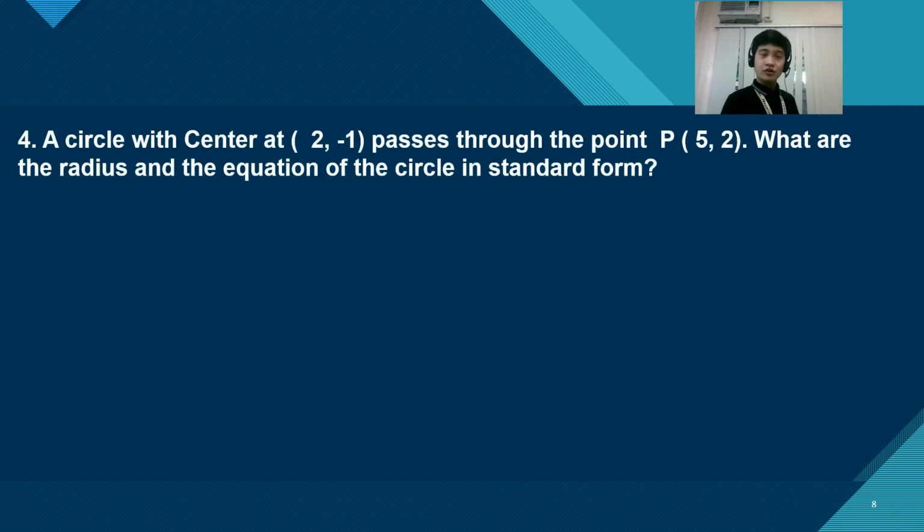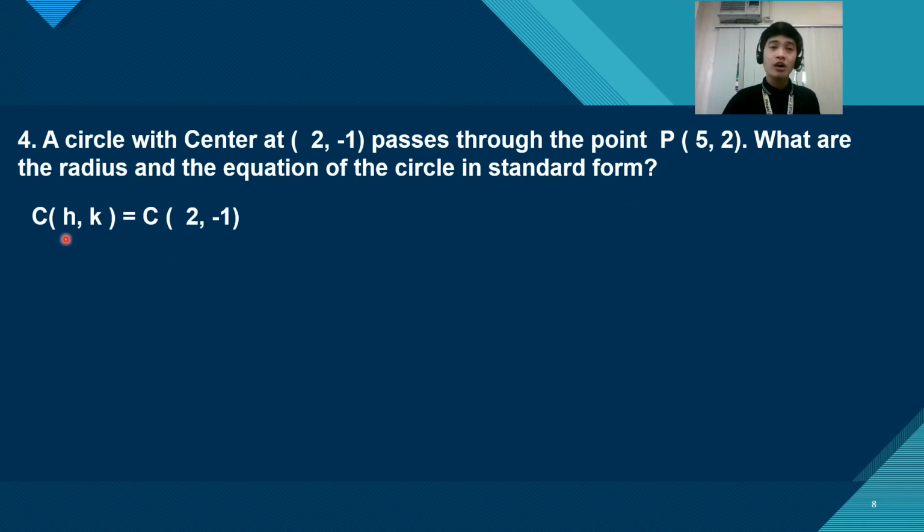Okay, so let's move on to our example number 4. So our example number 4 is a circle with center at 2, -1 passes through the point 5, 2. What are the radius and the equation of the circle in standard form? So, kagaya na ginawa natin kanina, dun sa nauna natin tatlong halimbawa, i-state natin yung given para hindi tayo mahirapang mag-solve ng problem. So, our center now here is 2, -1.